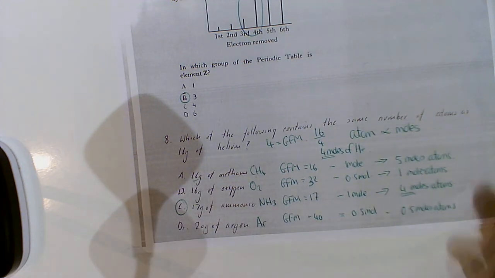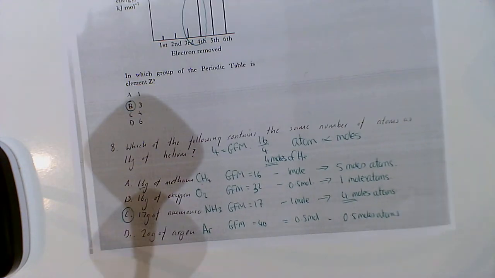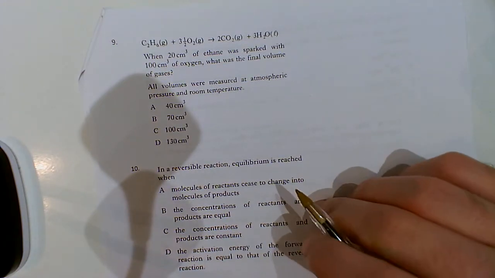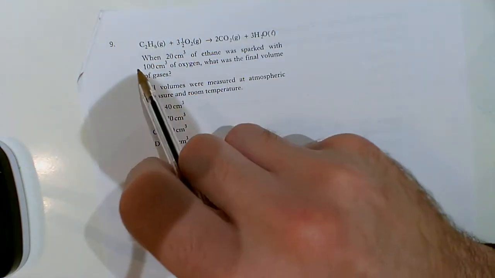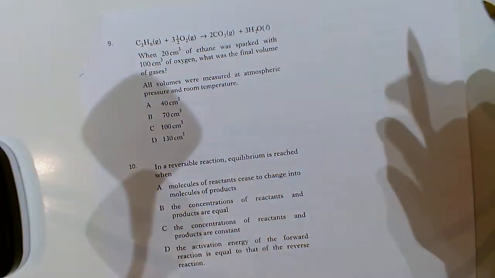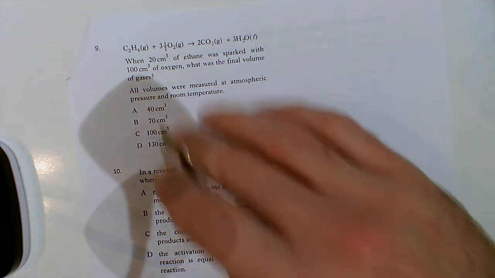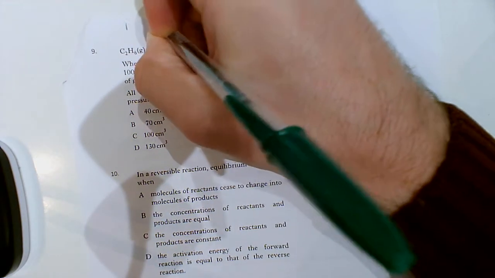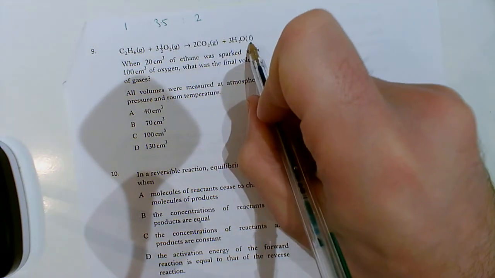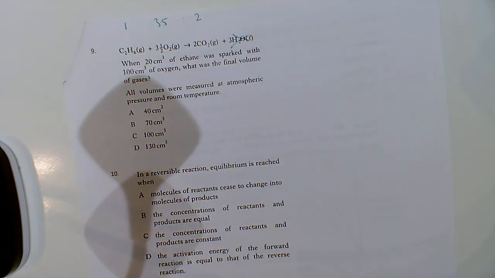That is definitely an A-type question. So I'll slide that over so you can read that better, because I know it's getting a bit blurry on the right-hand side. Right, next. Question 9. So what we have is a molar volume question. We're told we're using 20 of ethane and 100 centimetres cubed of oxygen. What's the final volume of gases? Well, let's look at our ratio. It's 1 to 3.5 to 2. Now, water is a liquid, so we don't need to worry about it because it's not a gas.